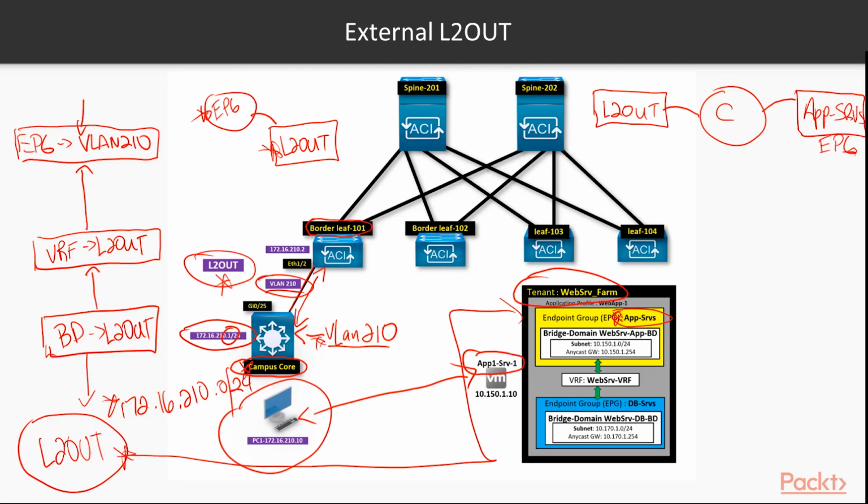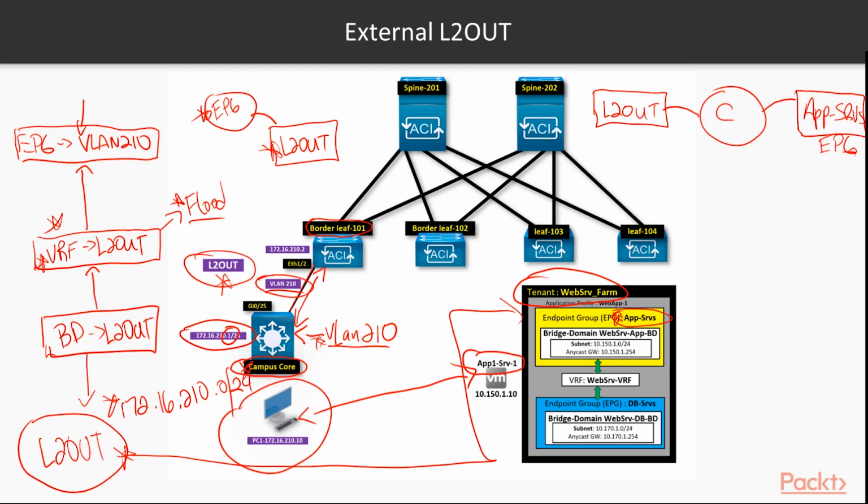So, very important, when we work with L2OUTs, if we need to flood on the VRF, messages need to be flooded. We need to flood the broadcast, so we need to allow that in the VRF, so then the external L2OUT can communicate to the ACI fabric, okay?